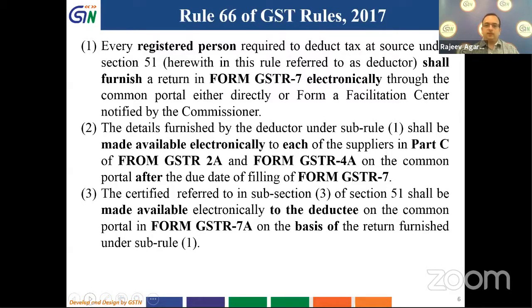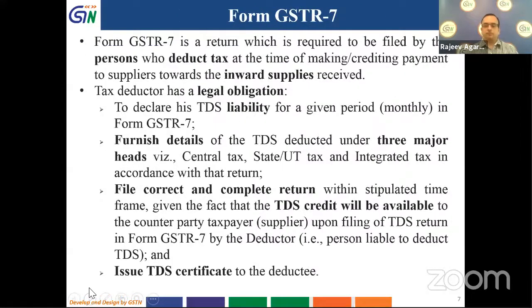Then the certificate referred to in sub-section 3 of Section 51 will be made available electronically on the basis of the action being taken by the supplier, and we will see that in detail later on. So Rule 66 talks about a form that has to be filled in Form GSTR-7 by the deductor, and it will be made available to the deductee.